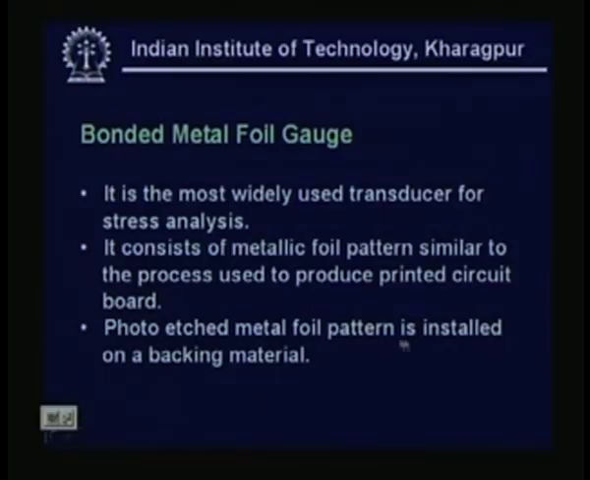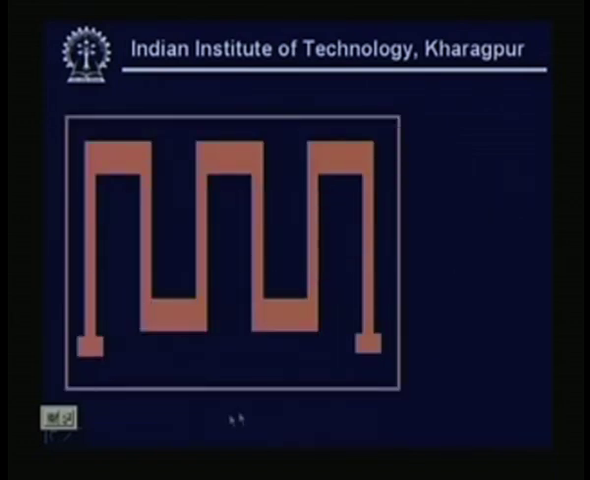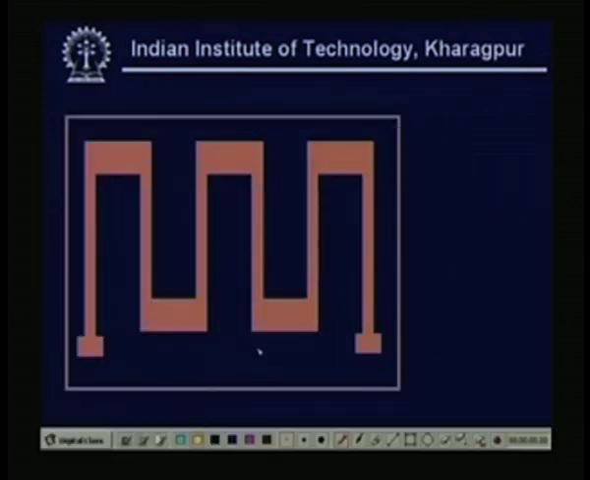So, a photo-etched metal foil pattern is installed on a backing material. You see here a typical metal foil gauge, where in the case of a wire gauge the thickness would be the same, whereas here all the end portions of the strain gauge are made very thick. The reason is, when I subject it to some stress, suppose I am giving it some tension here, all this is supposed to have an axial tension, whereas on these portions there will be a transverse strain, right.